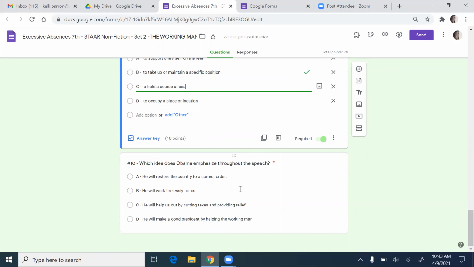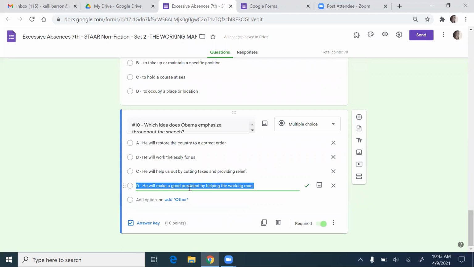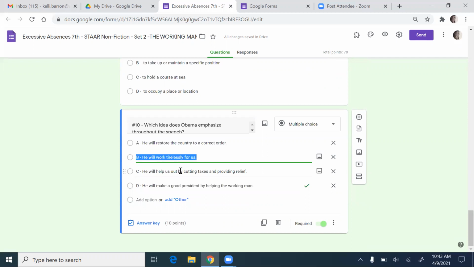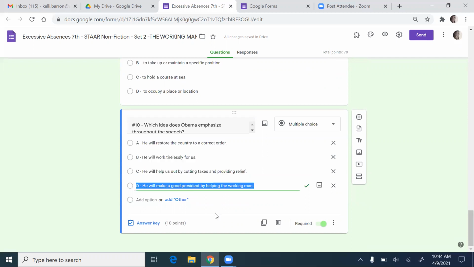And what idea does Obama emphasize throughout the speech? He will make a good president by helping the working men. It's got to be D. Why? It's the only one that has evidence. So just keep pushing. Do you have enough evidence? Do you have enough evidence? Okay.